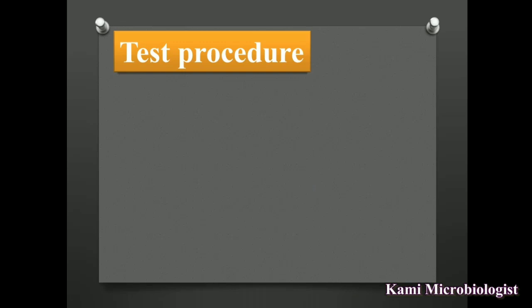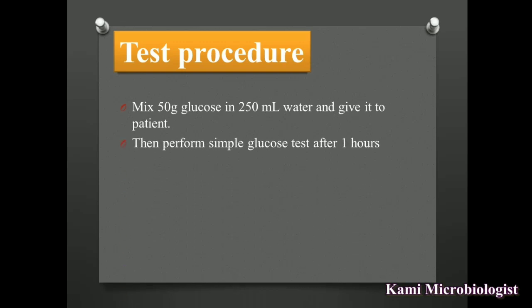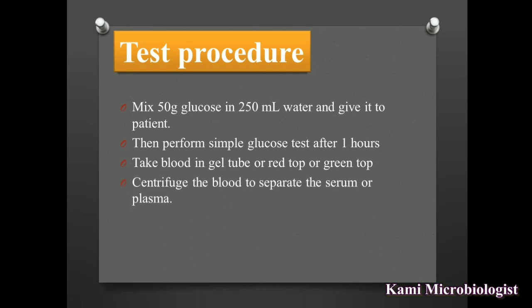Now let's see the procedure. The procedure is very simple. First of all, you have to take 50 grams of glucose. You will weigh it using the weight machine, and mix the 50 grams of glucose into 250 ml of simple tap water, and then give it to the patient. When the patient drinks it, after 1 hour you have to perform the simple glucose test. This means you will take the blood in a gel tube, red top or green top, then separate the serum or plasma, and then perform the glucose test.